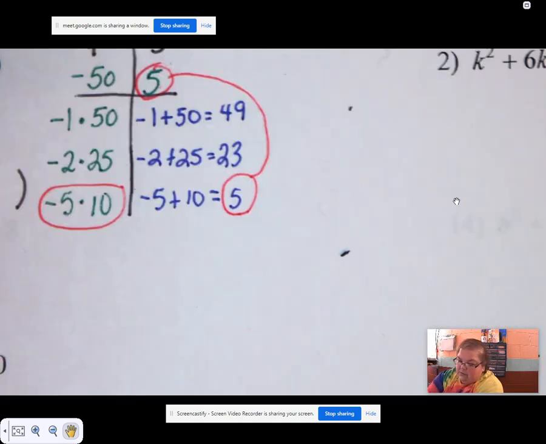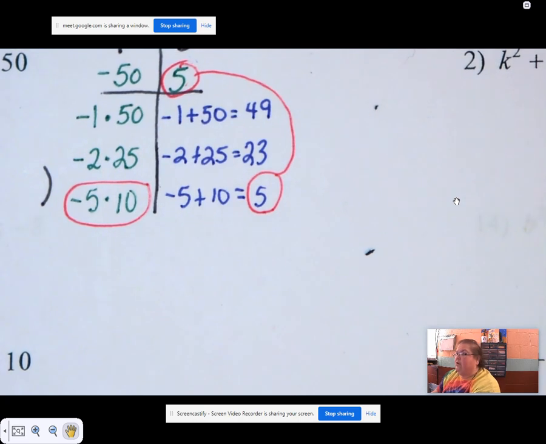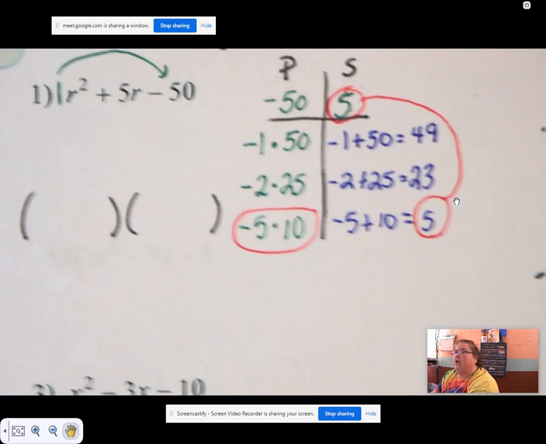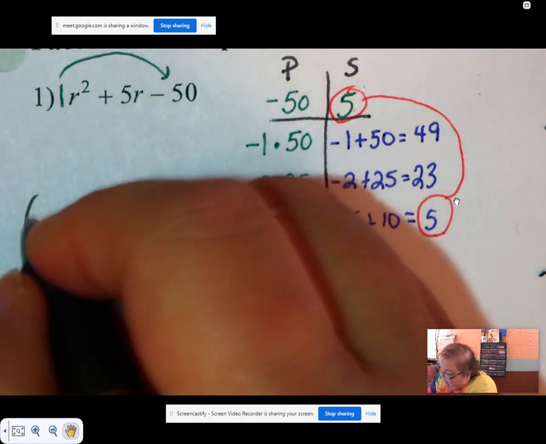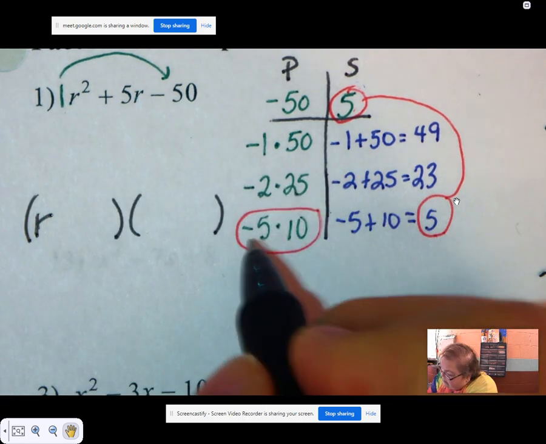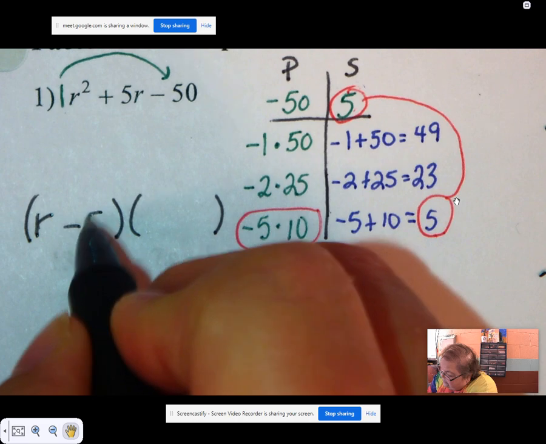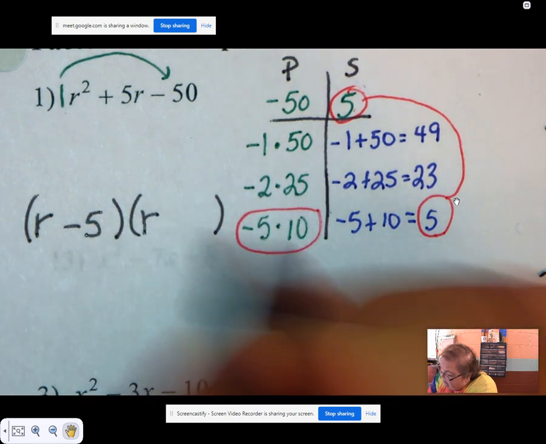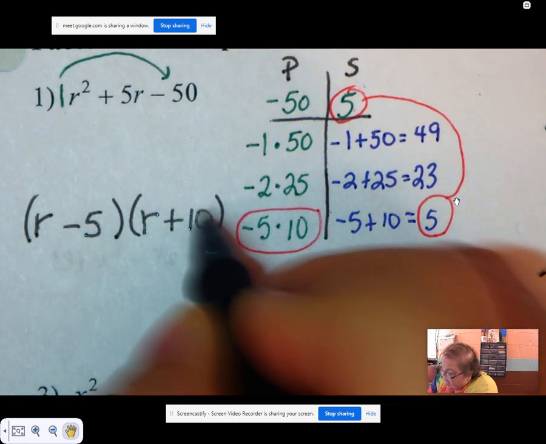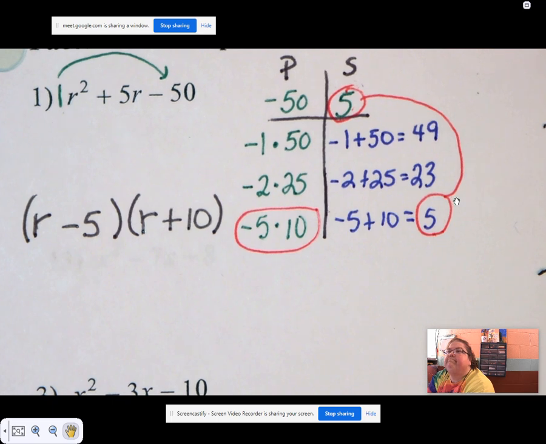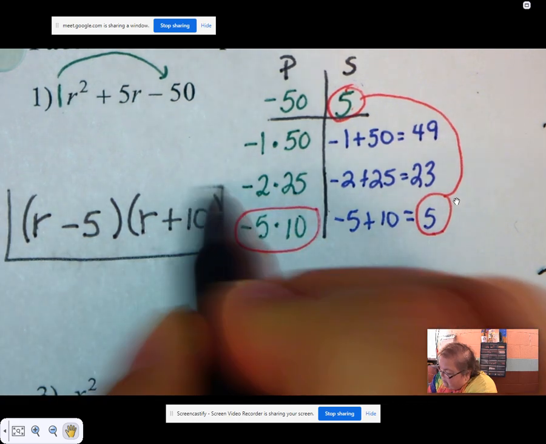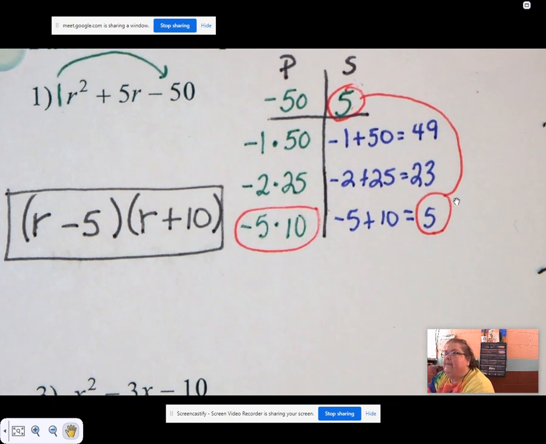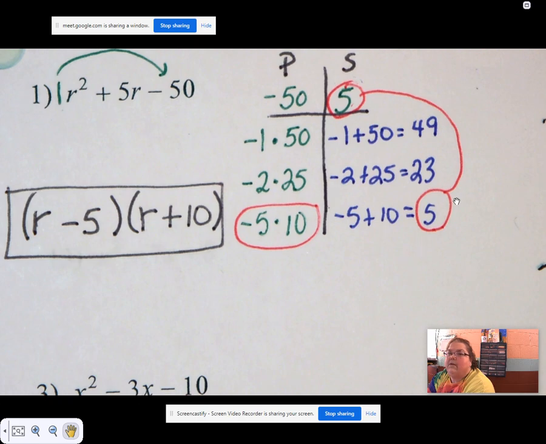Those are my factors. So here's how it works. What variable are we using? R. R, negative 5. R, positive 10. That's my answer. Okay?